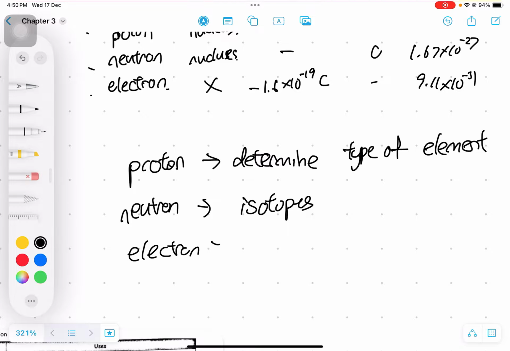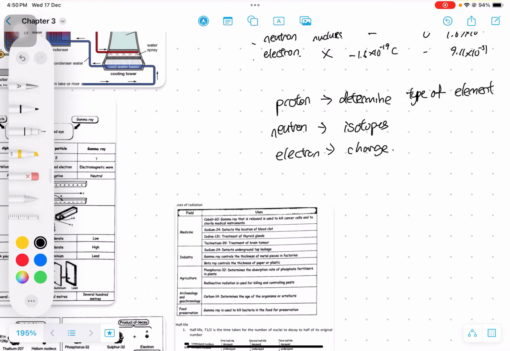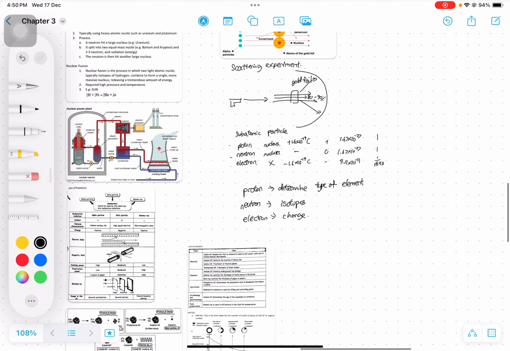Electrons determine the charge. Because the proton number is fixed, if there are more electrons than protons, it means a negative charge. If there are more protons than electrons, it's a positive charge, and so on. So we need to understand the usage of the subatomic particles.